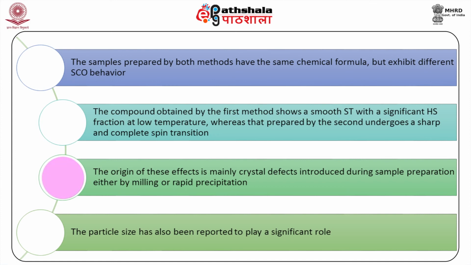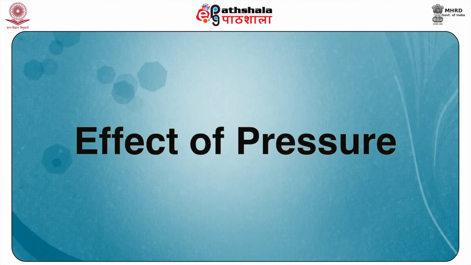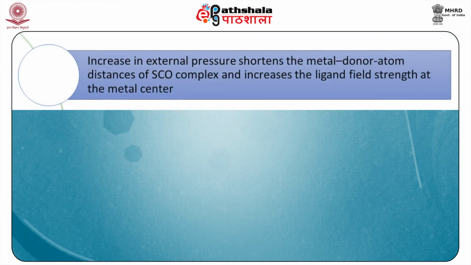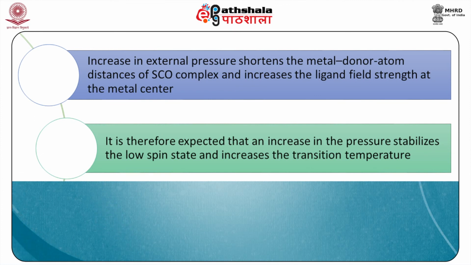The origin of these effects is mainly crystal defects introduced during sample preparation, either by milling or rapid precipitation. The particle size has also been reported to play an important role. Effect of pressure. Increase in external pressure shortens the metal donor atom distances of spin crossover complex and increases the ligand field strength at the metal center. It is therefore expected that an increase in the pressure stabilizes the low spin state and increases the transition temperature.